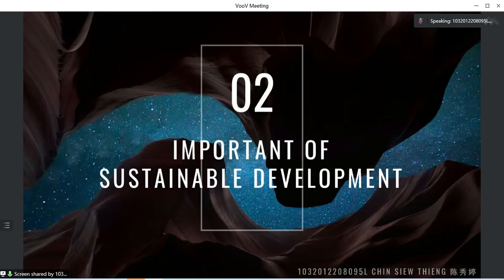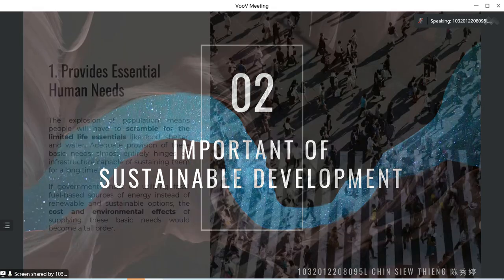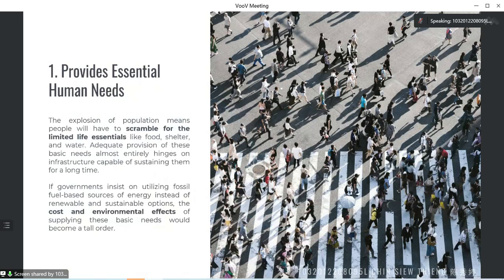And the second part is the importance of sustainable development. There are five. The first one is to provide essential human needs, where, as we know, around this year, the population of the earth has increased to 800 billion. So the explosion of the population means more scramble for limited life essentials, such as food, shelter, water, and most importantly, the air that we have to breathe every day.